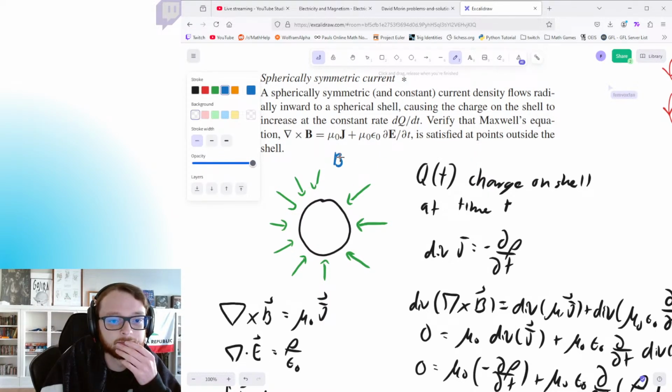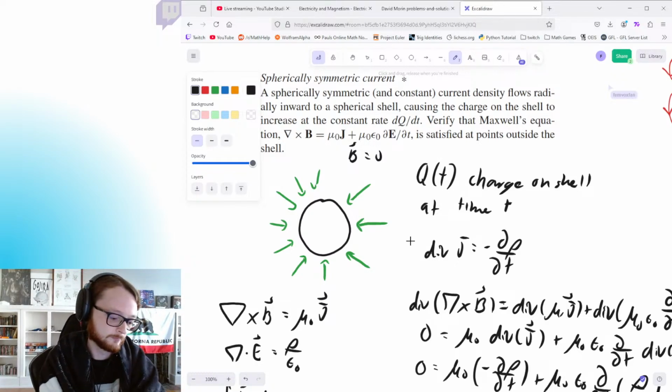Well, now we're in business, because if we really wanted to, we could just get them as functions of time, couldn't we? They're going to be radial. The J is coming in and the dE/dt is going out, right? The J would be coming in towards the shell and the dE/dt should be going out. Yeah, because the field's getting stronger.